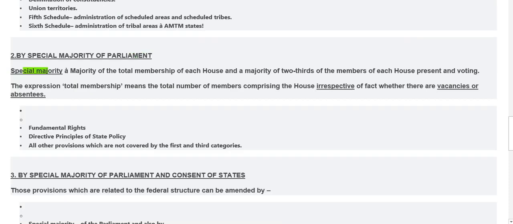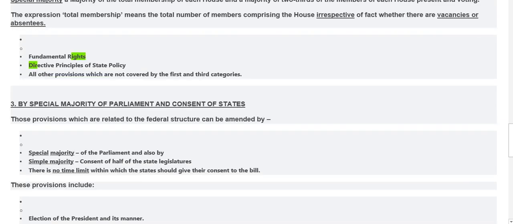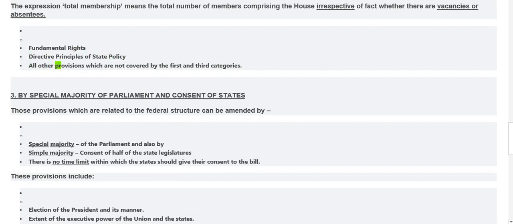By special majority of Parliament. Special majority: a majority of the total membership of each House and a majority of 2/3 of the members of each House present and voting. The expression total membership means the total number of members comprising the House irrespective of the fact whether there are vacancies or absentees. Fundamental rights. Directive principles of state policy.